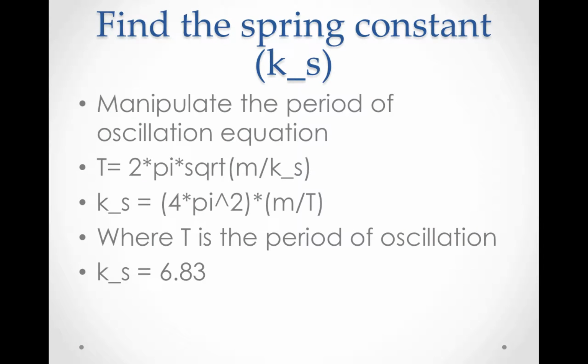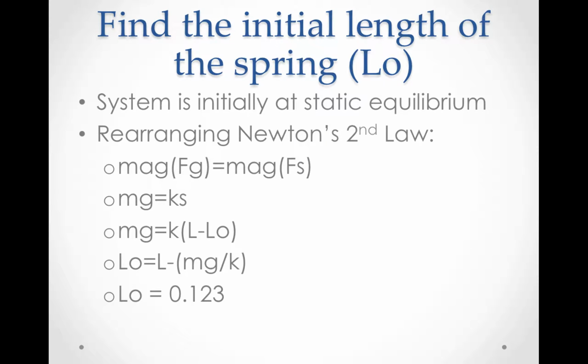In order to begin my Python code, I had to find some useful values. The spring constant K was found by manipulating the period of oscillation equation. Since this spring was the same as the one seen in the lecture videos, it has the same spring constant value of 6.83. Since the system is initially at static equilibrium, we know that the magnitude of the weight force is equal to the magnitude of the spring force using Newton's second law. L0 was found to be 0.123. Again, the same spring was used in the lecture videos.